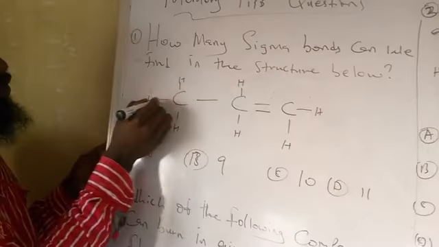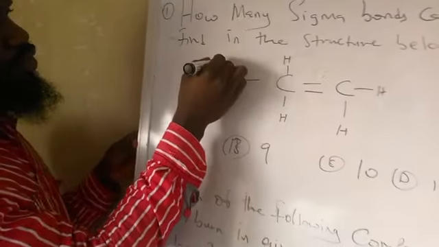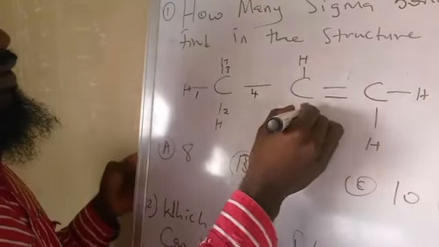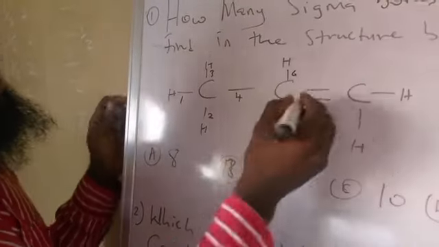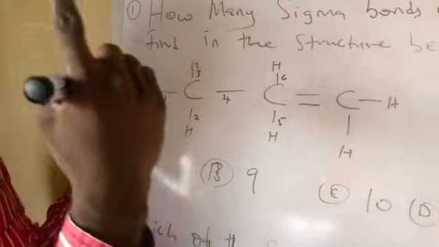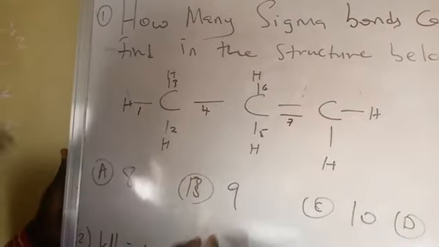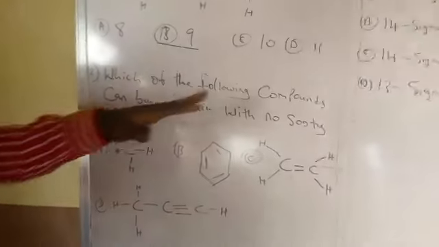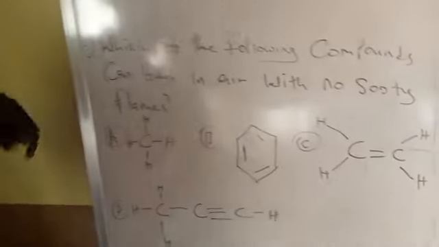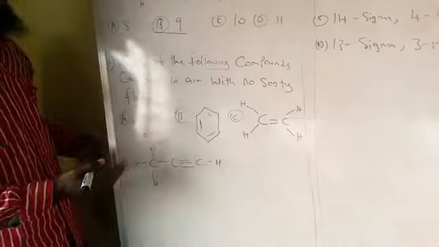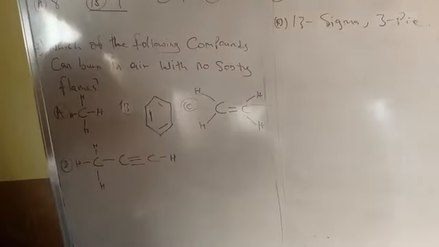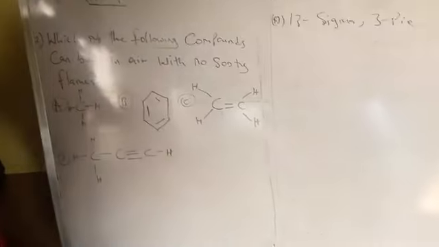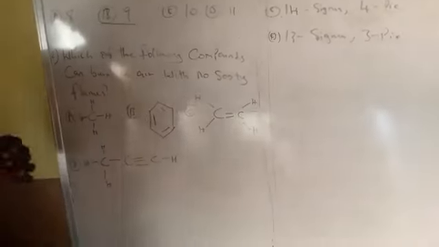Now to calculate them, we have 1, 2, 3, 4, 5, 6. Then this is a double bond. Now in this double bond we have one sigma and one pi. Then 7, 8, 9. So our answer is 9 for this particular question. Number 2, which of the following compound can burn in air with no sooty flames? Now remember when we talk about the differences between saturated and unsaturated compound, we said those that can burn with sooty flames are the unsaturated compound, whereby we have the alkenes, the alkynes, and aromatic compound.